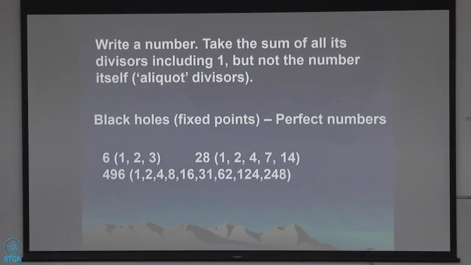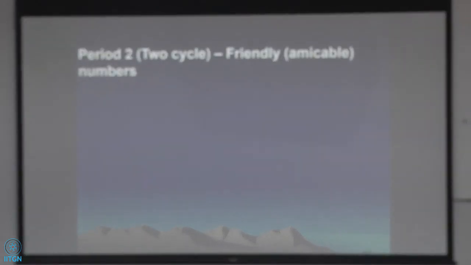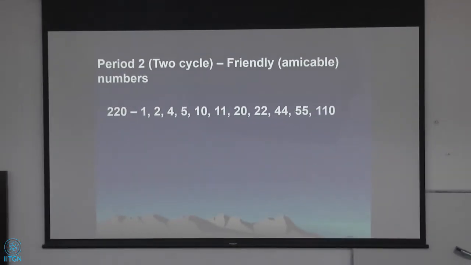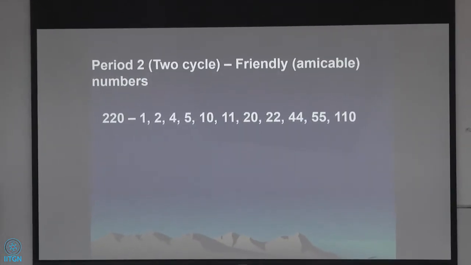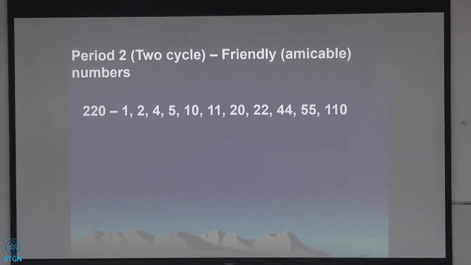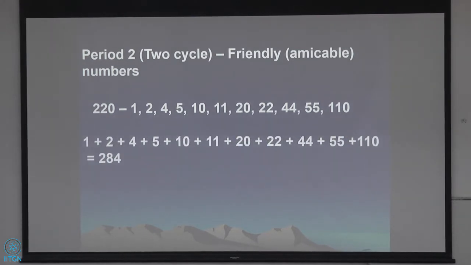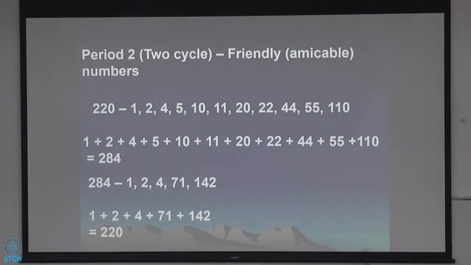Now, can you have two cycles? I start from A, go to B, and if I start with B, come to A. Then it will be a 2-cycle. Period 2 cycles, these are called friendly numbers or amicable numbers. Like 220, these are the divisors of 220. You add them, you get 284. And the divisors of 284 are these. And if you add them, you get 220. So, 220 and 284 are friendly numbers or amicable numbers.